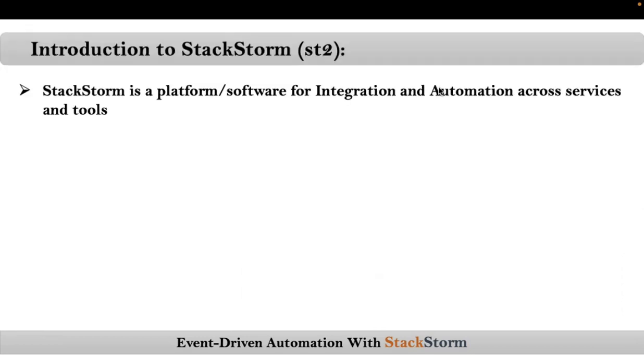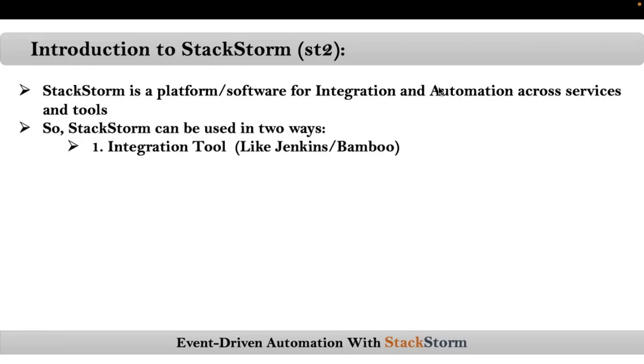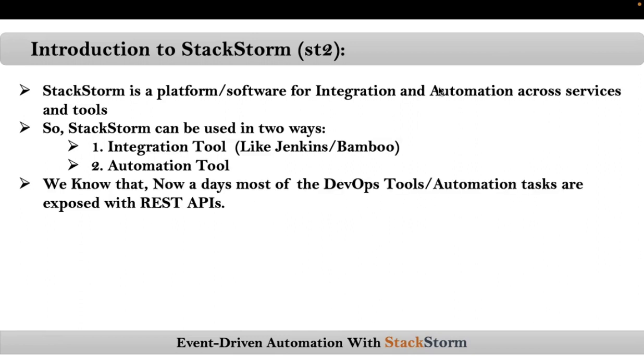StackStorm is a platform or software for integration and automation across the services and tools in your infrastructure. StackStorm can be used in two ways: as an integration tool and as an automation tool. We already have tools like Jenkins and Bamboo for integration, and they are already popular. Then why do we need StackStorm? Before that, let me make this point.